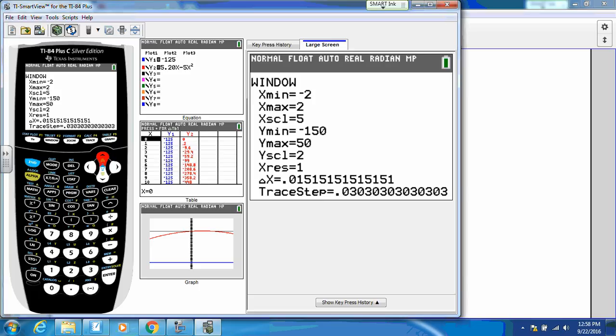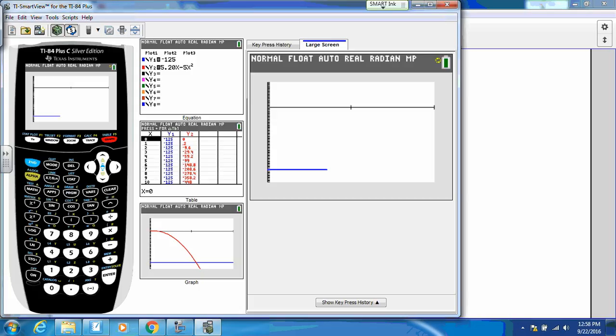And then for the x-min and x-max, I don't know how long it's going to take for the object to hit, but I know it won't be less than 0 seconds. And I figure 10 seconds has got to be safe for 120 meters. And so I set that window size like so, and I graph.